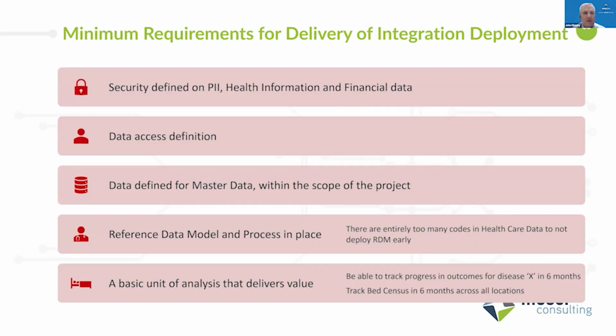So what then are the minimum requirements of delivery? The security defined for the delivery of this integrated system. So what does my end state look like? I do need the security defined on PII, health information, and financial data, right? I don't get to have a second set of eyes look at any of this data if it's not protected by this tooling. It's a fundamental requirement of healthcare implementations. The data access definitions, who can get to the data and how they can get to it, need to be identified. The data that's in scope, that is the master data, needs to be defined.